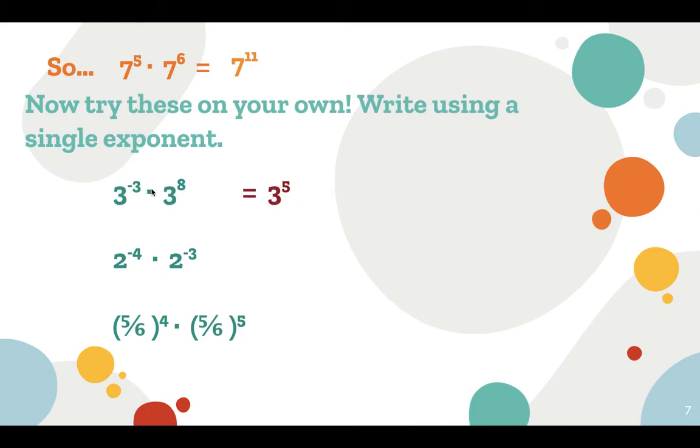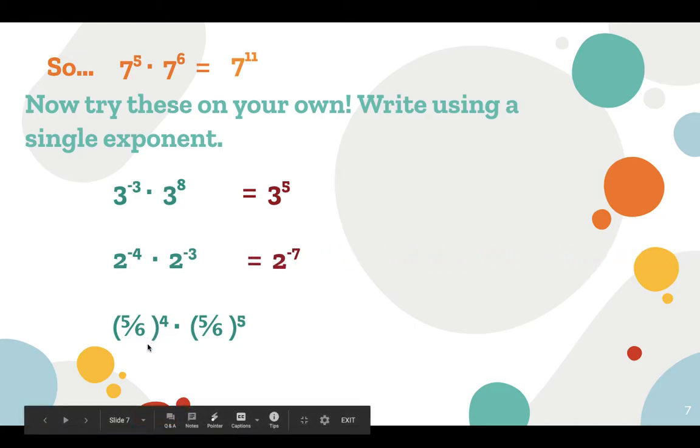So in this case, it's 8 minus 3 is 5. Positive 5, because 8 is bigger than 3, and 8 is positive. This one, we have negative 4 plus negative 3. We add both integers together, being that they have the same sign. 4 plus 3 is 7, and we keep the sign, negative 7. So our answer is going to be 2 to the negative 7th.